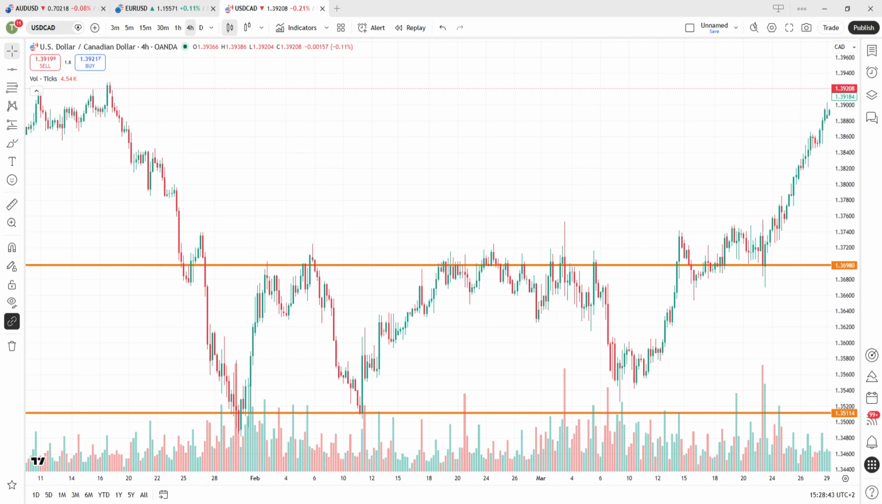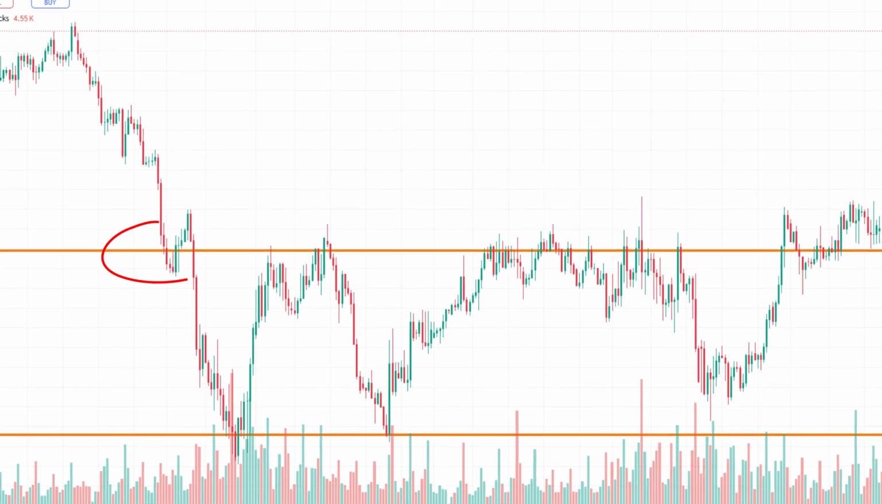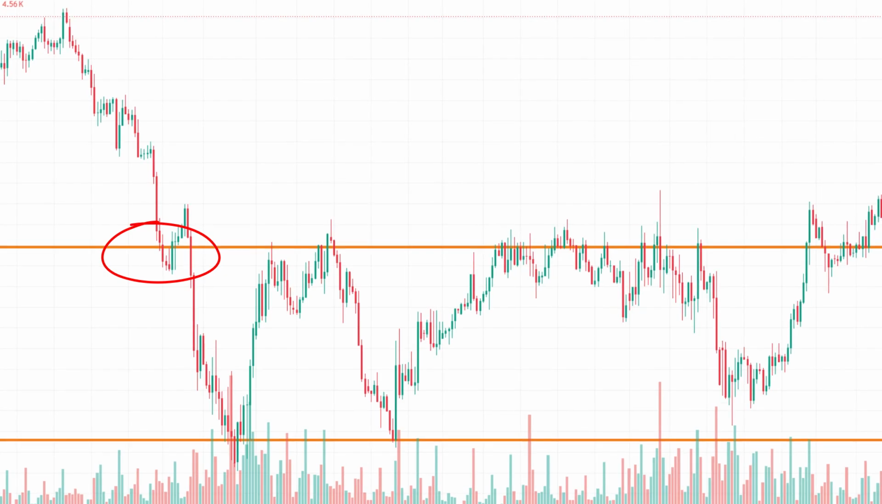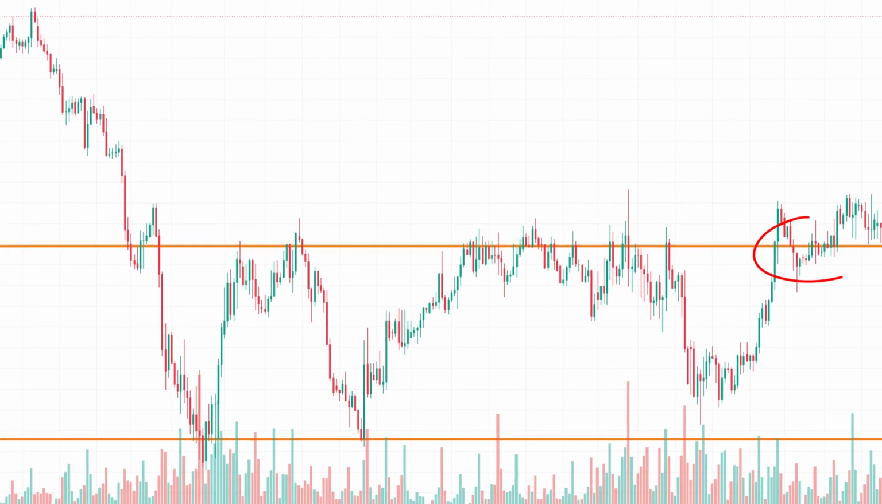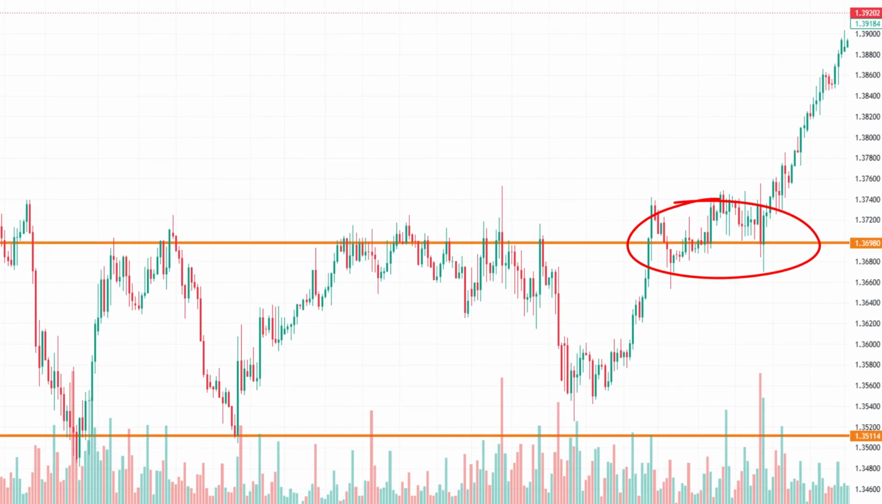One important concept, which I have just shown you, is that when the support breaks, it becomes a resistance, and when the resistance breaks, it becomes a support. This concept is often called a role reversal.